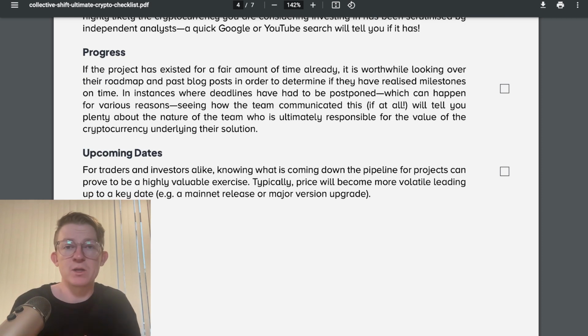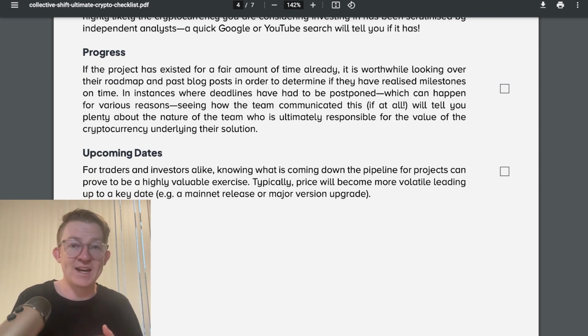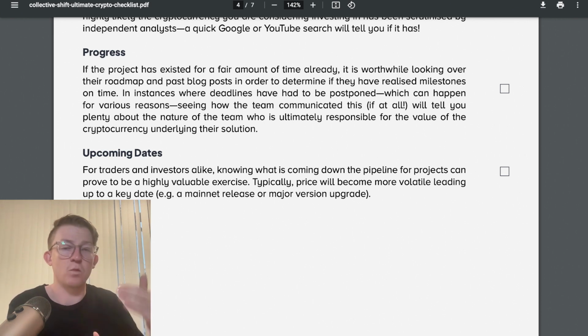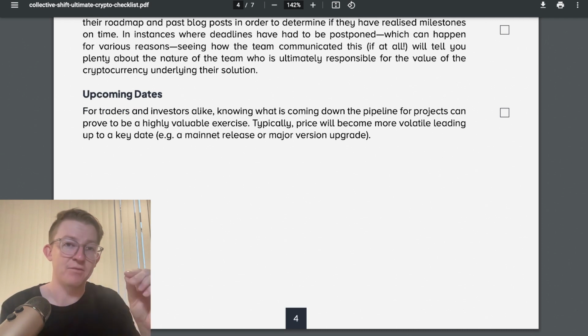Progress. How far along is the project? Are they trying to build the next Google on Web3? That is a huge problem they're trying to solve. It might not even be a problem right now. So what are they trying to build? Where are they on that journey? And that's going to give you a good indication of when that product might actually hit customers and start generating revenue.